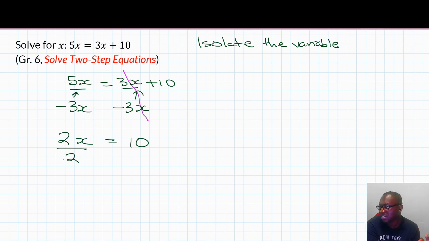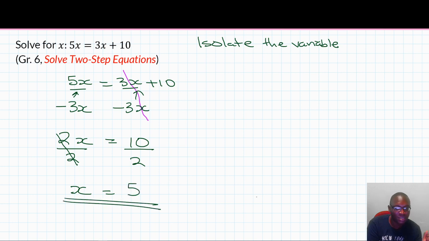The other way you can look at this is I'm multiplying x by 2. So what am I going to do to get x by itself? I'm going to do the opposite. I'm going to divide it by 2. And whatever I do on the left-hand side, I must do on the right-hand side. So 2x divided by 2, I'm going to cross this out, and I have x right here. 10 divided by 2, I have 5. So this is the value of x. We can say now that x is equal to 5.